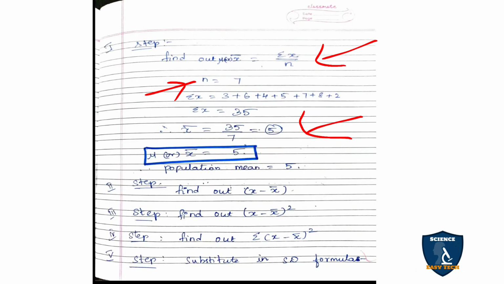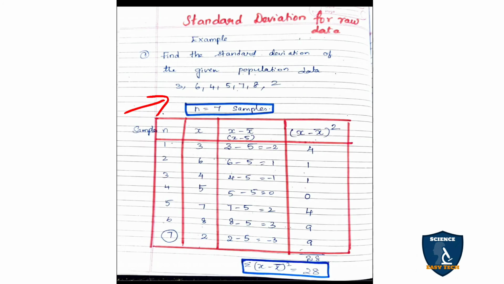So we have completed the first and second steps. Next we move on to the third step, that is find x minus x bar whole square. Already we have found x minus x bar, so we have to square it. Minus 2 square, minus into minus is plus, it is 4. 1 square is 1. Minus 1 square is 1. 0 square is 0. 2 square is 4, 3 square is 9, minus 3 square again is plus 9.